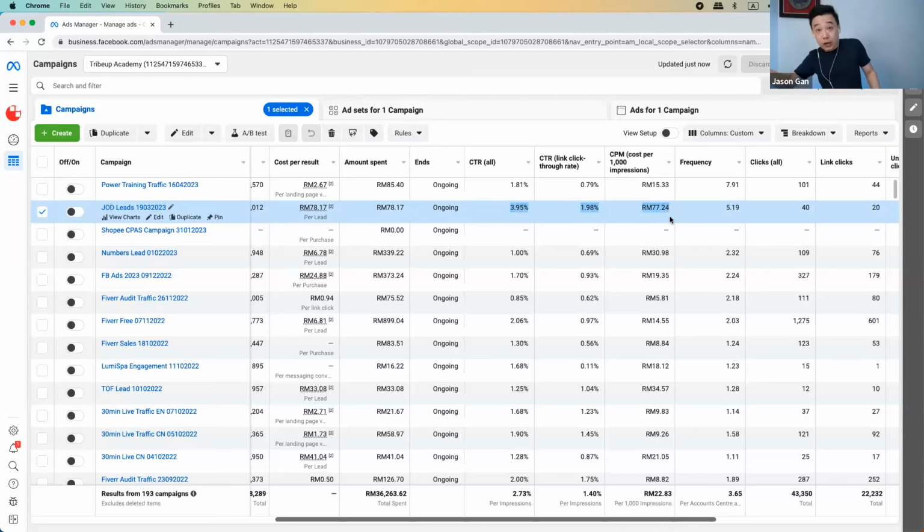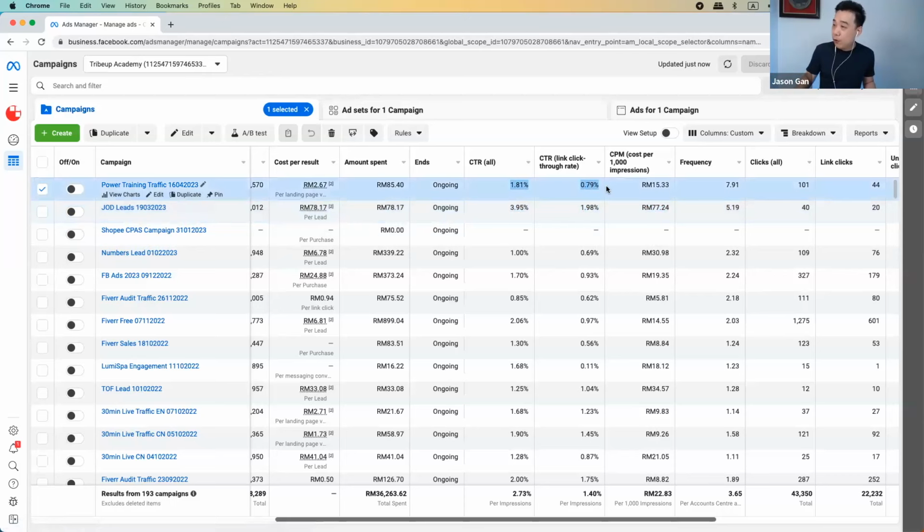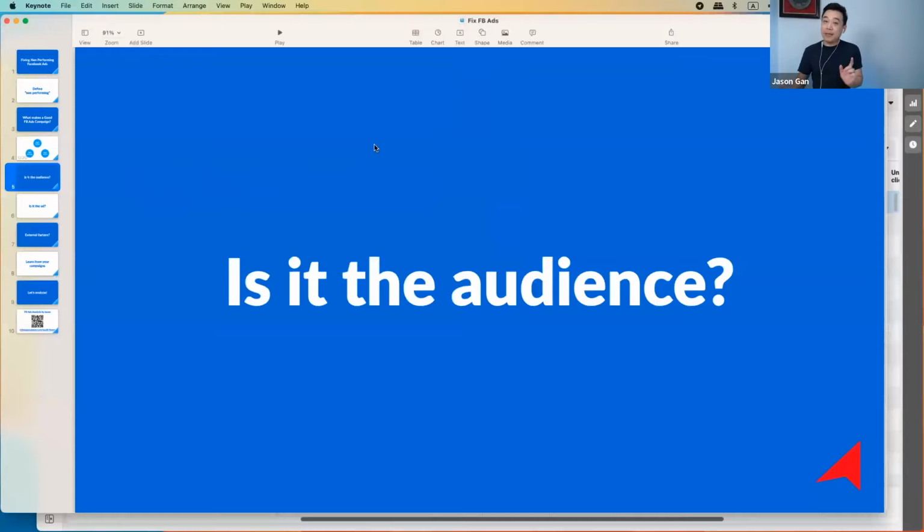I mean, there could be a chance that this campaign can still perform to your liking and get you results that you are comfortable with. But when you have a high CPM, let's say 77, and you have a lower CTR, or way lower CTR compared to your previous benchmark, then that could be a clearer sign that it could be the audience that is causing the problem. So we probably have to fix that part. Okay, so that's for the question of, is it because of the audience?